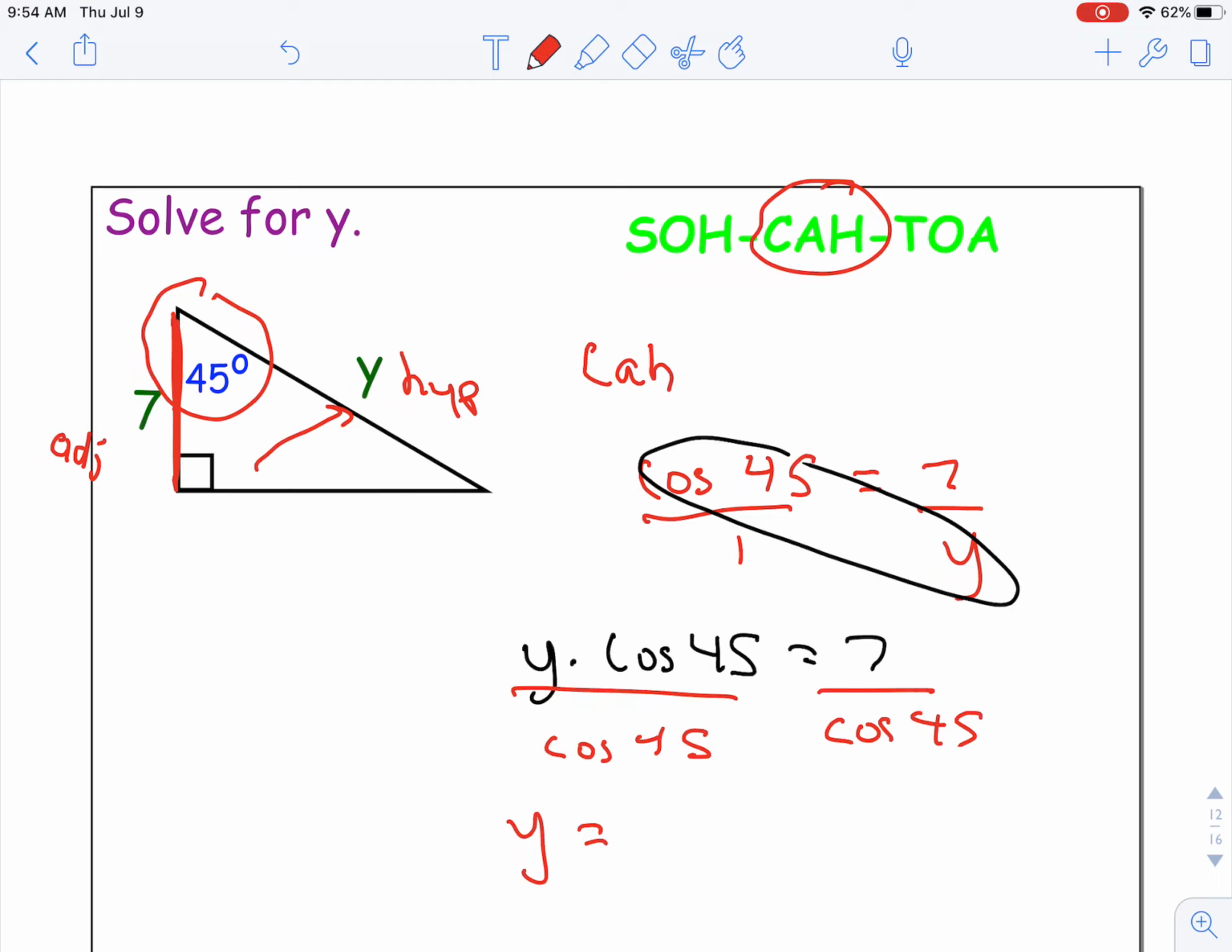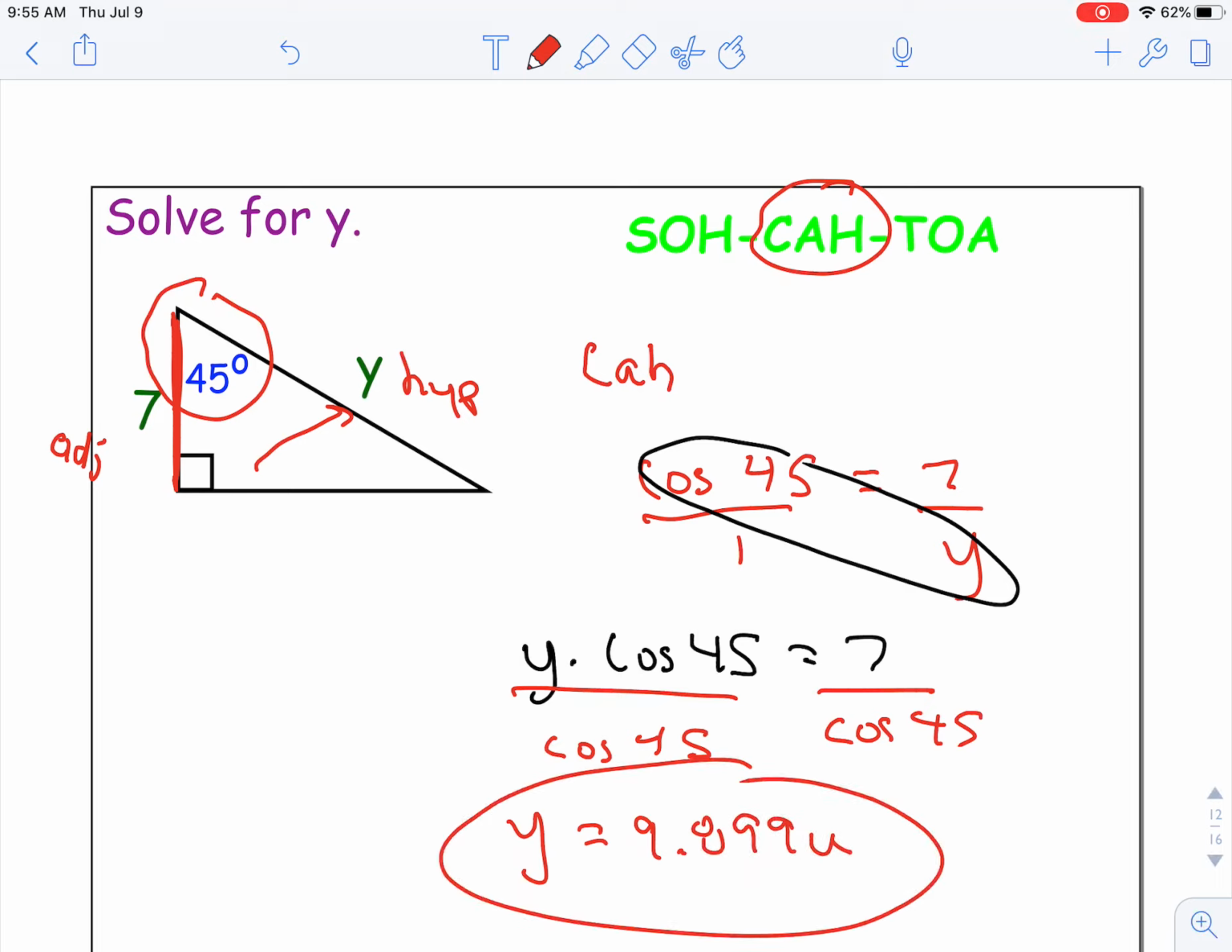So now y equals, and again, you can do all this on your calculator, 7 divided by the cosine of 45 gives you 9.899 units.